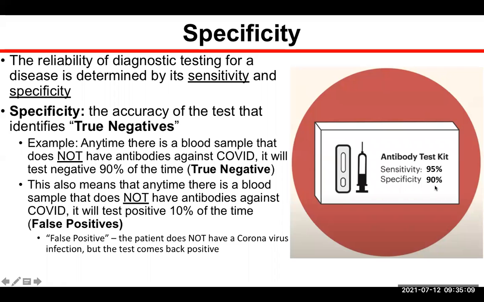Now, again, with specificity, there's always some kind of margin of error as well. And so what this means is that anytime there's a blood sample that does not have antibodies against COVID, meaning they're not infected, it will register as positive 10% of the time. So this means that this 10% are false positives.